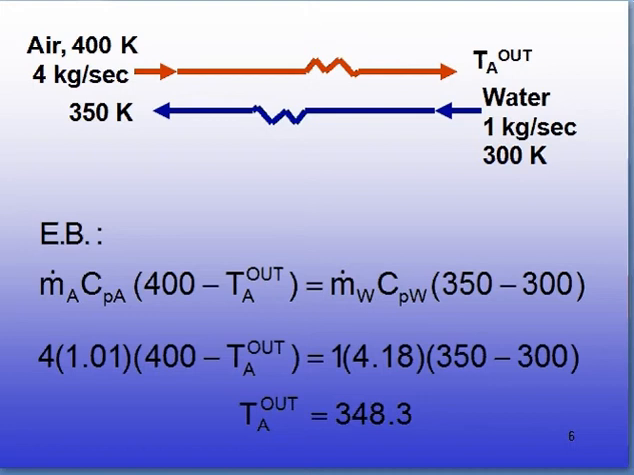So first we'll do the energy balance. Mass of air, Cp, times 400 minus T out equals mass of water, Cp, times 350 minus 300. And solve for T out, it's 348.3 Kelvin.